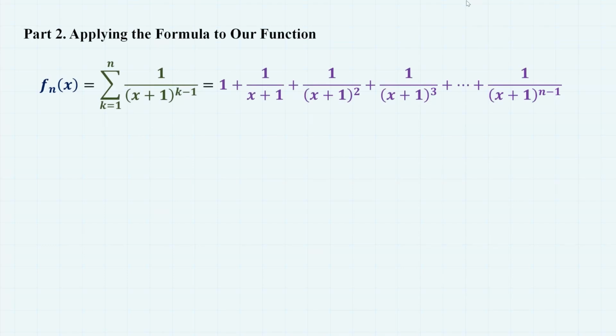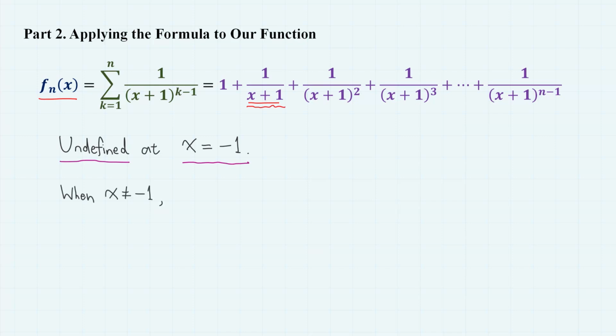So now let's apply this formula to our function f_n(x). But before we apply any formulas, we must first deal with the fact that our function is defined using fractions, hence it is undefined at the point where the denominator becomes 0. Therefore, f_n(x) is undefined at x equals negative 1. When x is not equal to negative 1, then we have the partial sum of a geometric progression. The geometric progression now has the first term 1 and the common ratio 1 over x plus 1.